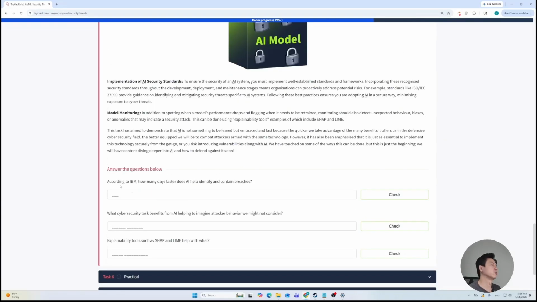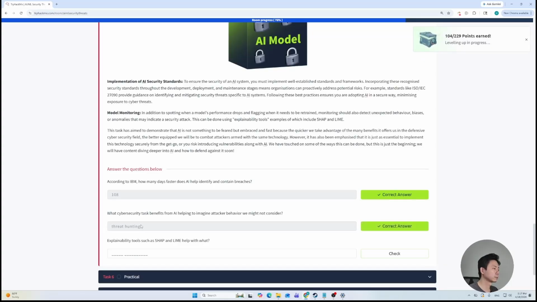Alright, so let's answer the question. According to IBM, how many days faster does AI help identify and contain breaches? 108. What cybersecurity task benefits from AI helping to imagine attacker behavior we might not consider? Threat hunting. Explainability tools such as SHAP and LIME help with what? Model monitoring.